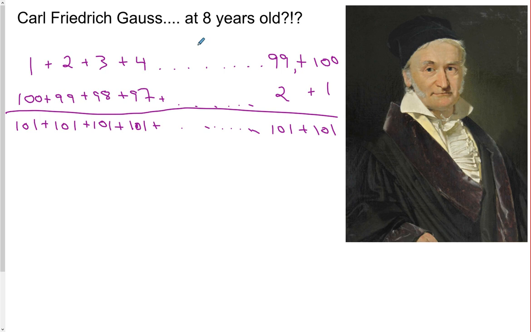So he found that when he wrote them forwards and then backwards and added up the two, every single one of them was 101. So he said, okay, well, there's 100 terms, and they each add to 101, but I actually did it twice. I had it forwards and backwards, so I got to divide my answer by 2. And that's going to give me 5,050. So 5,050 was the answer.